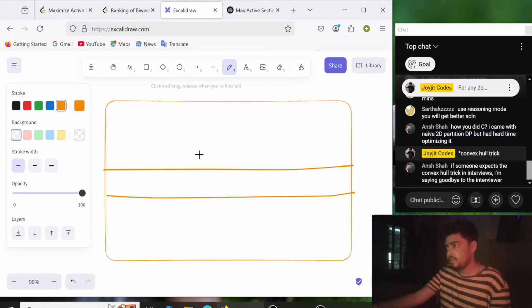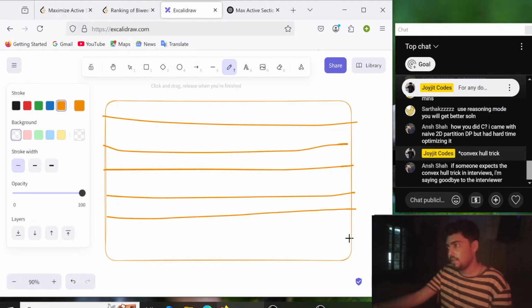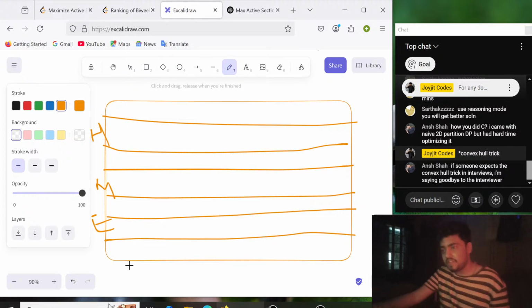This is medium, this is hard, this is easy. Easy, medium, hard. The first problem, very easy. Second problem, easy. Third problem was more than medium, D was hard.